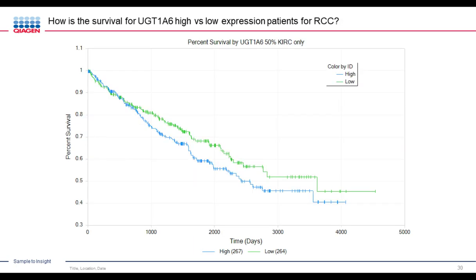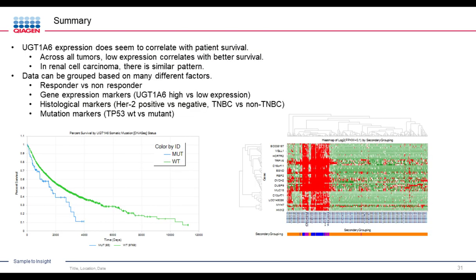Now, if we limit this to just renal cell carcinoma, so again, regroup samples based on high and low expression only in renal cell carcinoma, and then generate survival curve within the software, then you will see similar pattern, which is samples that have high expression of UGT1A6 will have poor survival, compared to that samples that have low expression of UGT1A6 have better survival. So, I mean, one can always ask the question that is UGT1A6 is actually associated with survival or not.